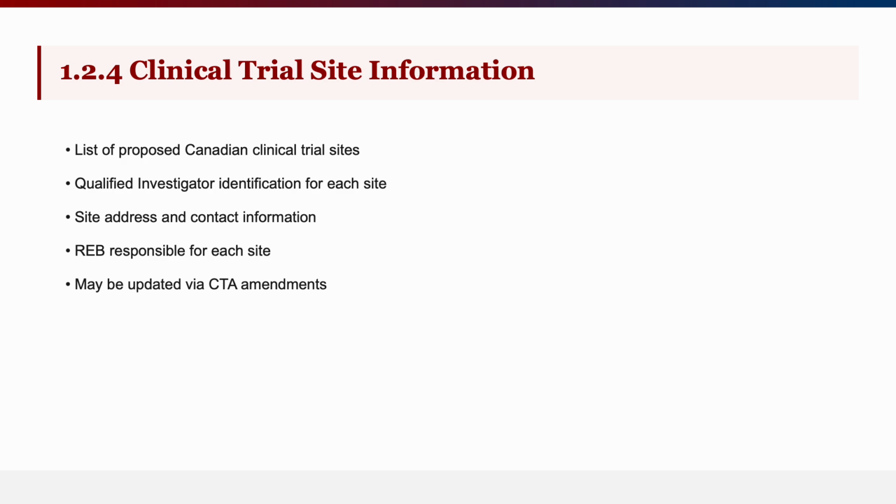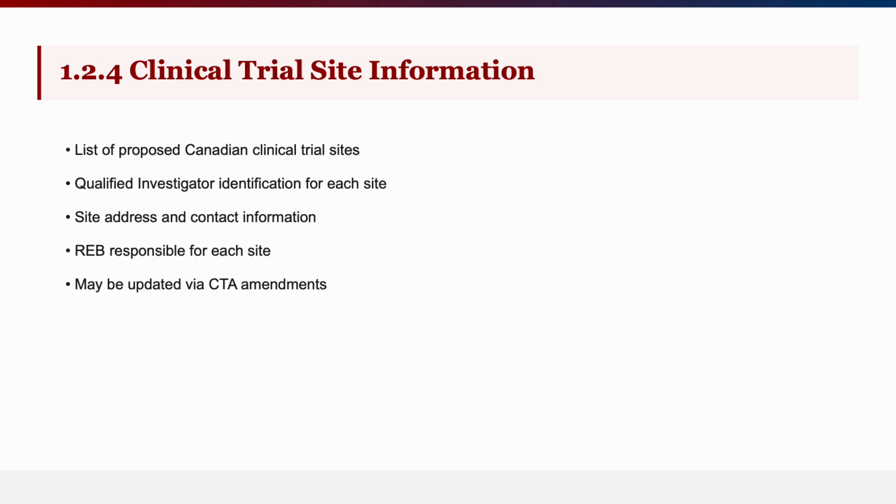You must identify the Research Ethics Board responsible for each site. Different sites may use different REBs, and Health Canada needs to know which REB has oversight of each location. For multi-site trials using a central REB model, this should be clearly indicated.